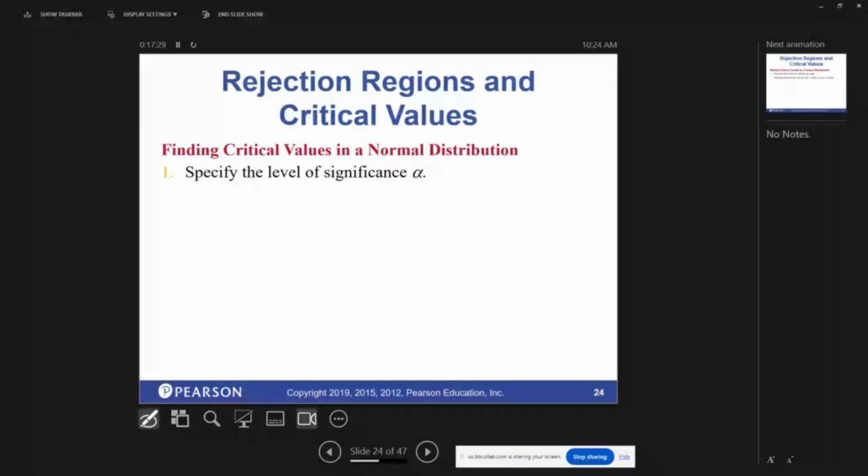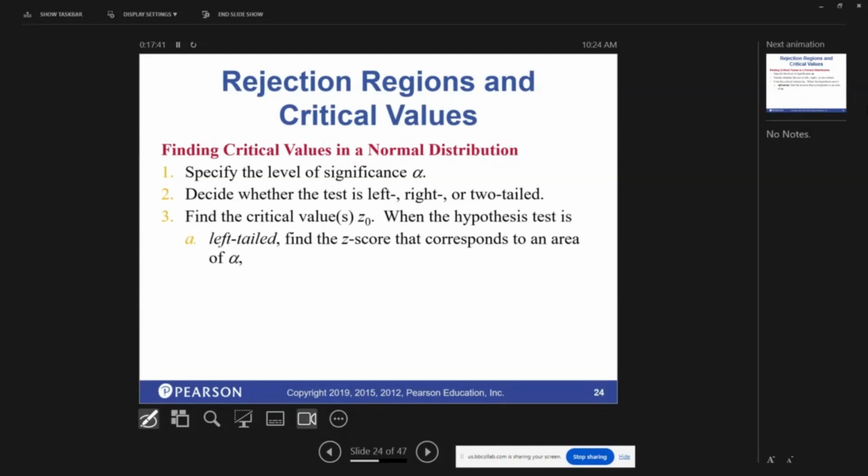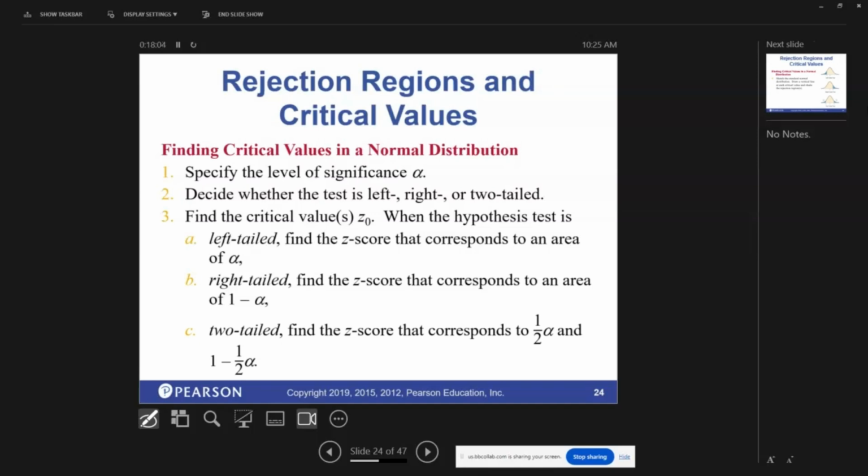So when we want to find the critical values in a normal distribution, we want to specify the level of significance alpha. We want to decide whether the test is left, right, or two-tailed. We want to find the critical value, which is our z-score. When the hypothesis test is left-tailed, we want to find the z-score that corresponds to an area of alpha. When it's right-tailed, we want to find the z-score that corresponds to an area of 1 minus alpha. And when it's two-tailed, we want to find the z-scores that correspond to 1/2 alpha and 1 minus 1/2 alpha.